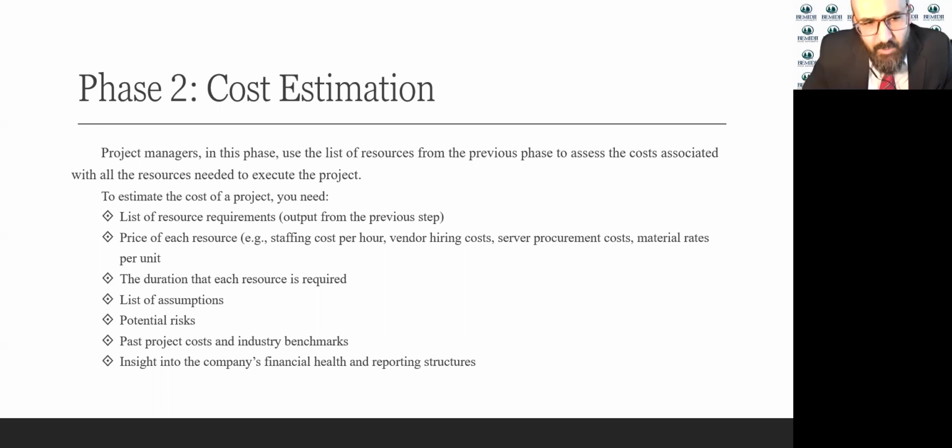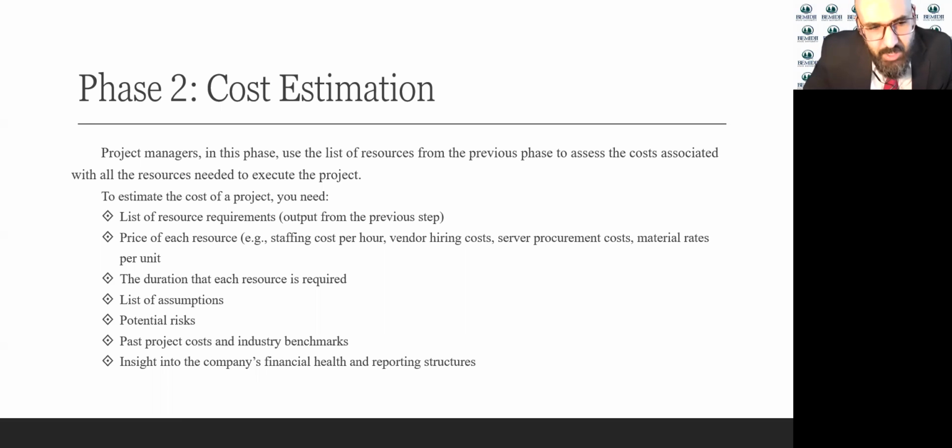So here are some of the things that you need to do the cost estimating. You need a list of resources that's coming from the previous phase, and then you attach a price for each resource. So you assign a dollar amount to each resource. The duration for each resource is required. This will help you to create the schedule.